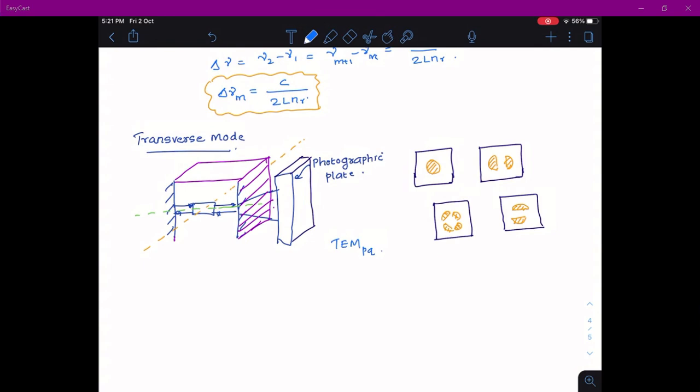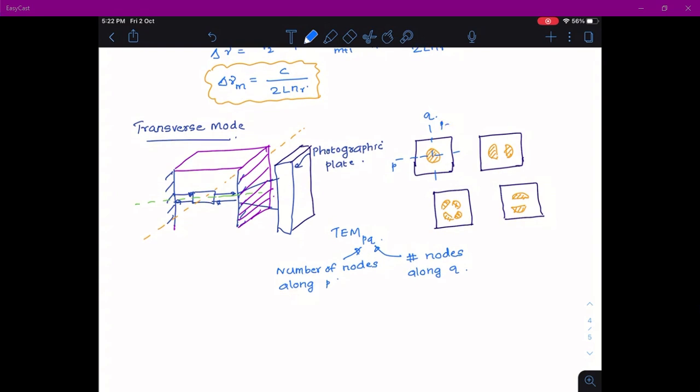Okay, now if you consider this as P axis and this as Q axis, P represents the number of nodes along P. Q means number of nodes along Q, where nodes is basically the 0 points. Okay, so in this case you see P equal to 1, Q equal to 1, because when you travel along P you cannot see any zeros. Similarly, when you travel along Q you cannot see any zeros. Okay, but if you look at this, this is P, let's say this is Q. When you travel along P, you see there is one node, there is a 0 point here.